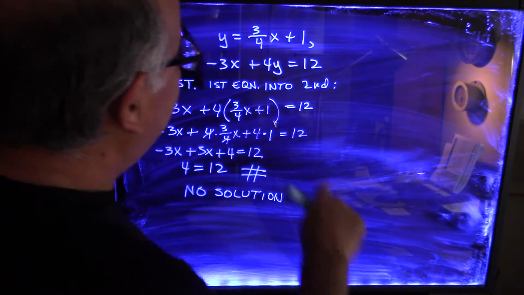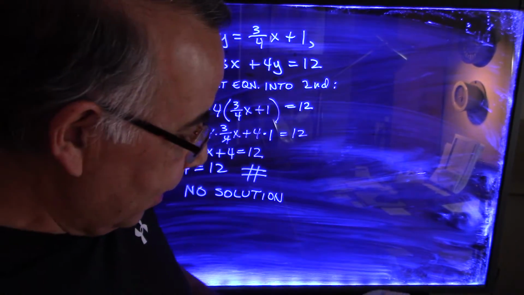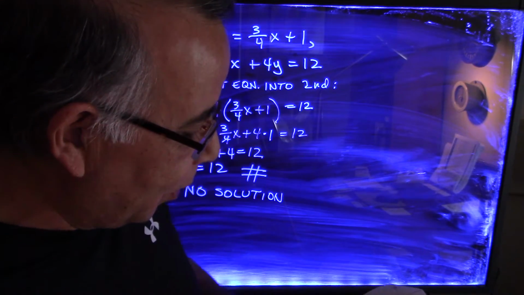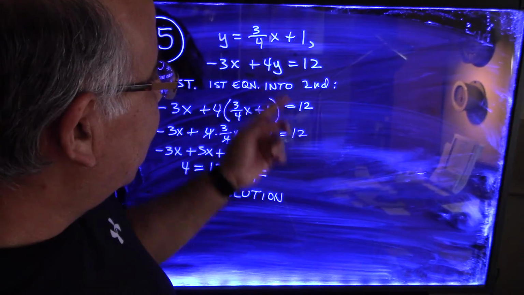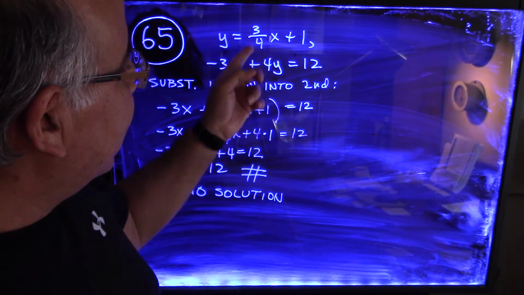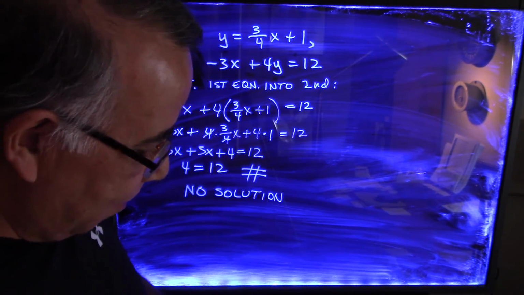Now if you solve this second equation for y, you'll see that y equals 3/4 x plus 3. That's the slope-intercept form of this equation, and the slopes are the same. So they are parallel, all right? Just like we thought.